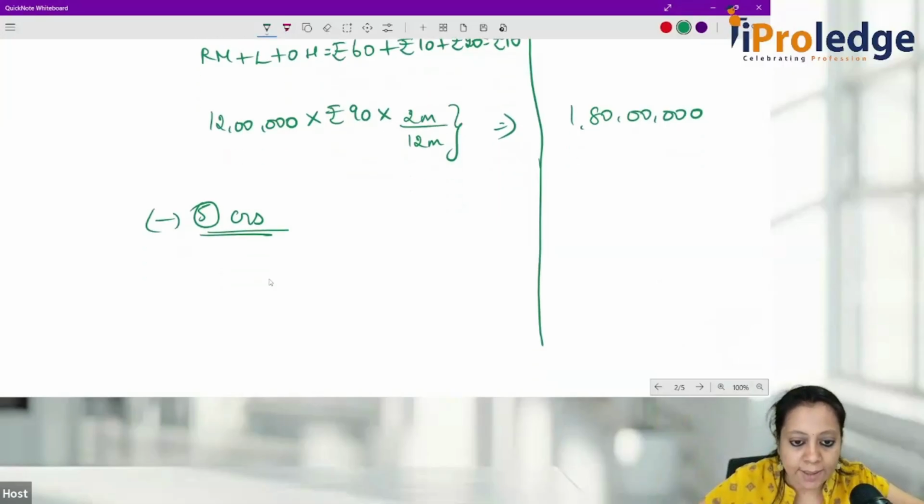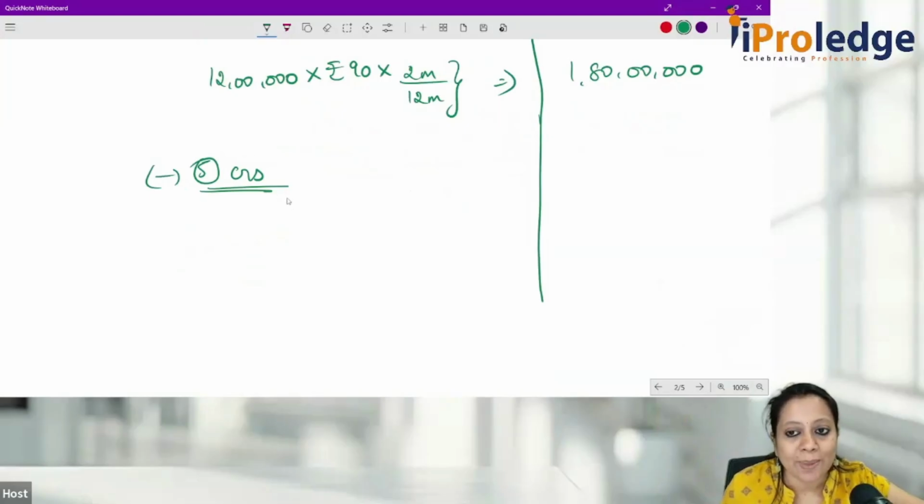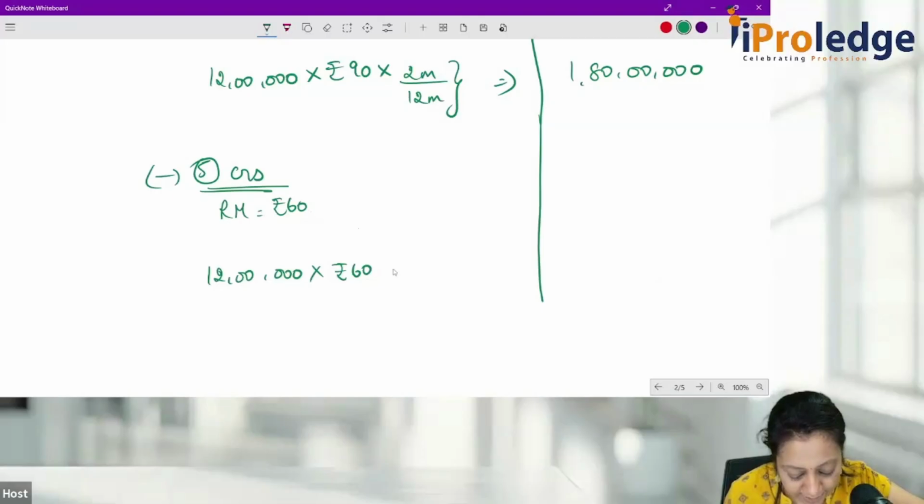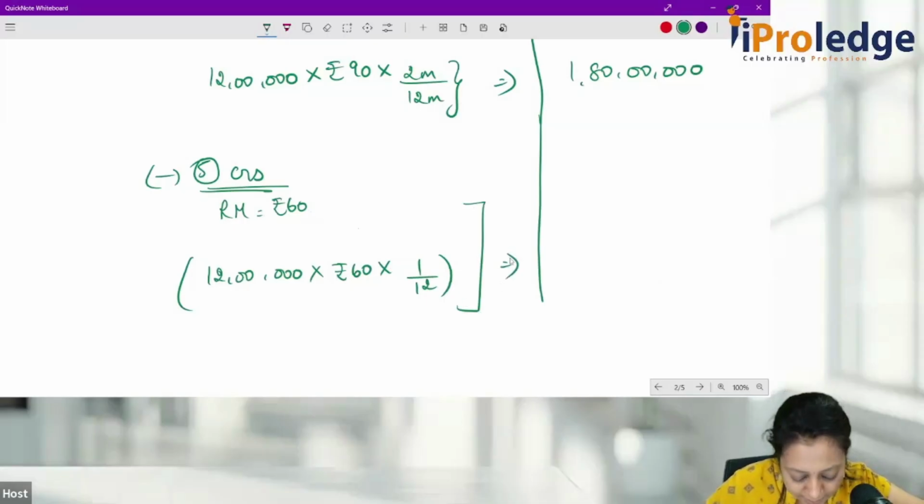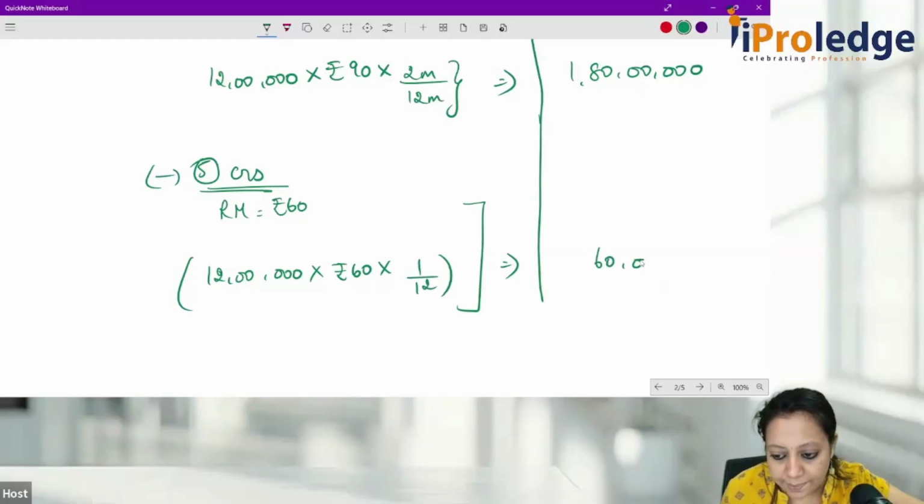Okay. So for creditors, the time period given is obviously 1 month, given just above the debtors in the question. So the credit allowed by creditors is 1 month. Now only raw material will be creditors, no? Yes, ma'am. Only raw materials we will buy from our suppliers. So that is going to be 12 lakh units into rupees 60 into 6 into 1 divided by 12. So how much is that? 60 lakhs.